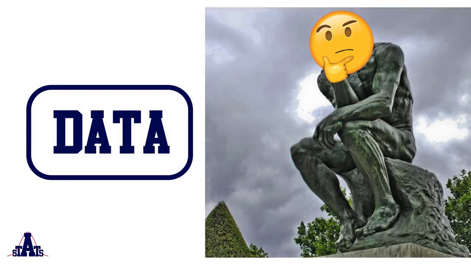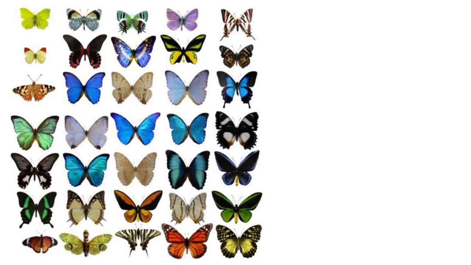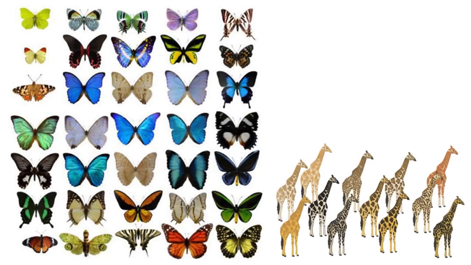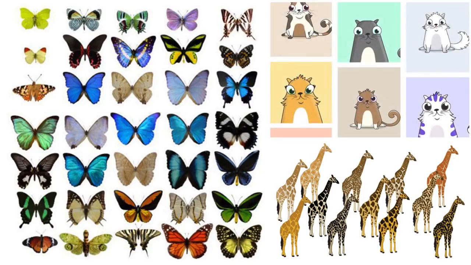But let's look at data. What truths about reality can we extract from data? Well, we can extract 3. The first one is that variation is everywhere. You just have to go outside and look at the butterflies. If you're here in Africa with me, you'll see all the giraffes or all the crypto kitties. You will see that variation exists.